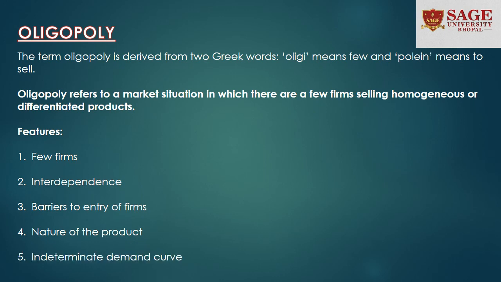Last one is indeterminate demand curve. Under oligopoly, the exact behavior pattern of a producer cannot be determined with certainty. So, the demand curve faced by an oligopolist is indeterminate or uncertain.